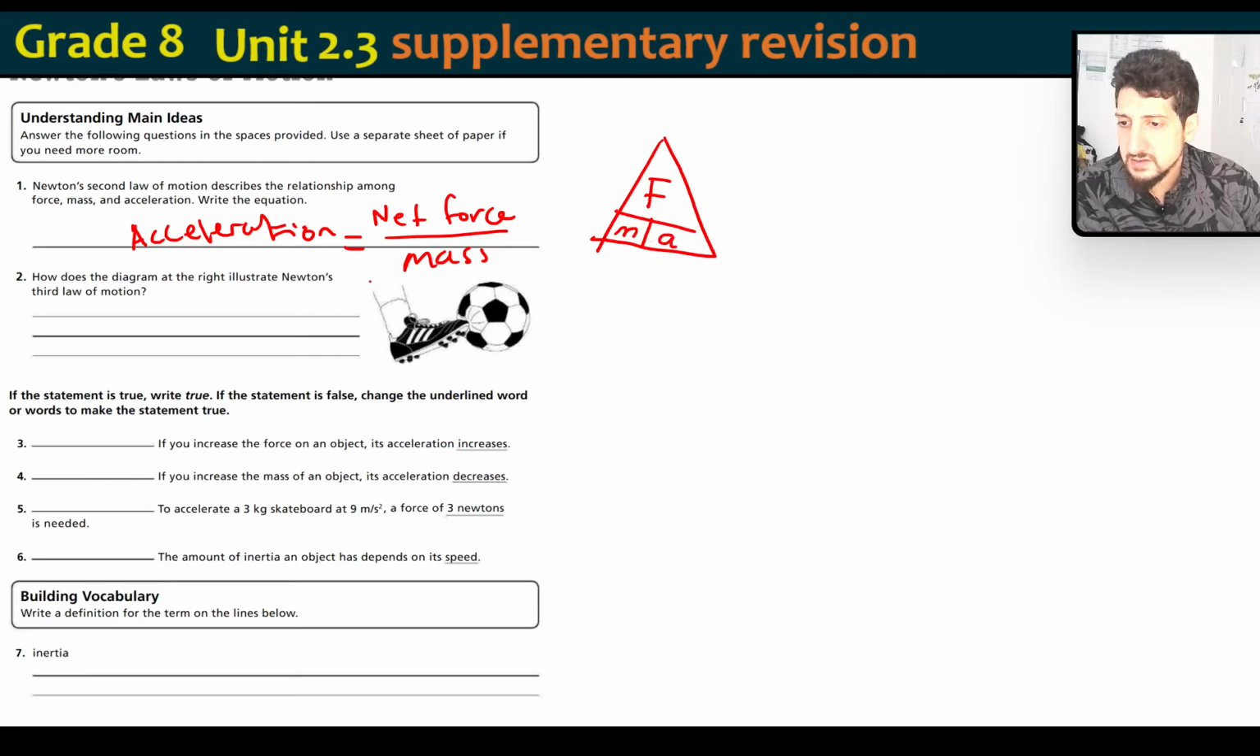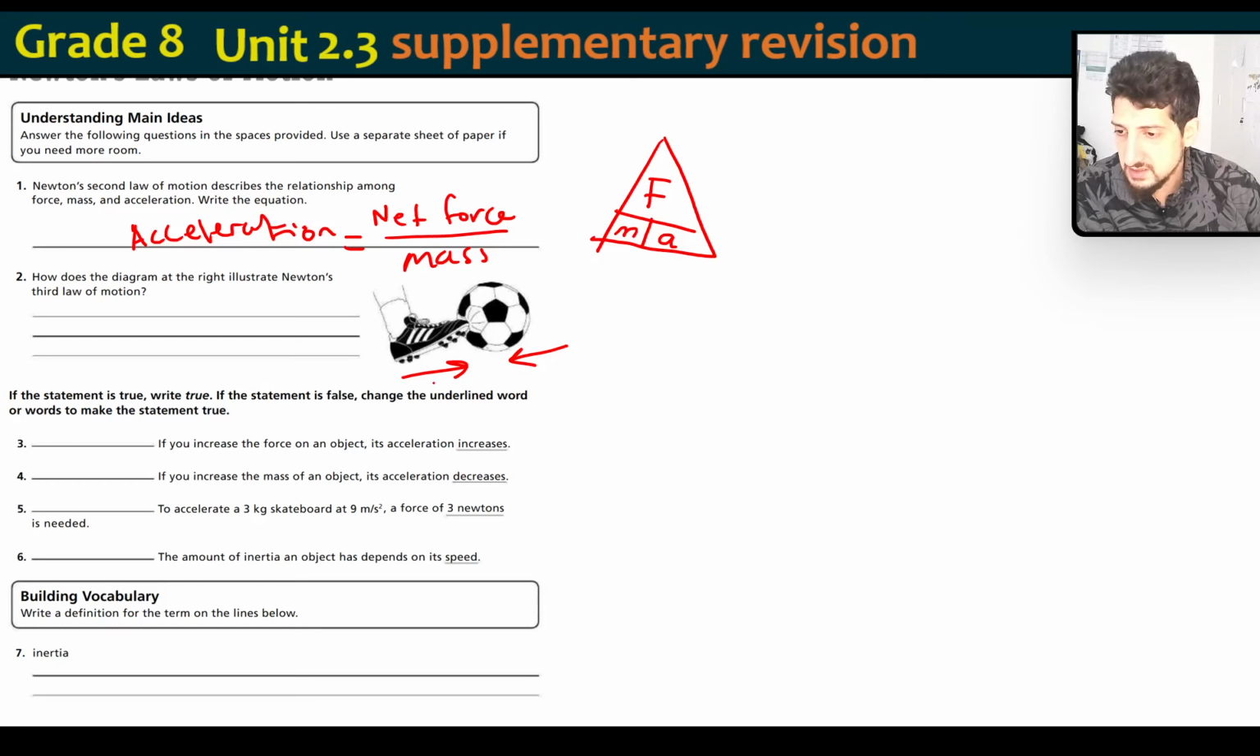Mass, acceleration. How does the diagram to the right illustrate Newton's third law? Well, as you can see, there is an action force and a reaction force from the ball. Newton's third law says for every action there is an equal and opposite reaction. So the foot is exerting a force on the ball, and equally the ball is exerting a force that is equal and opposite in strength on the foot. Okay, so that's what's happening.